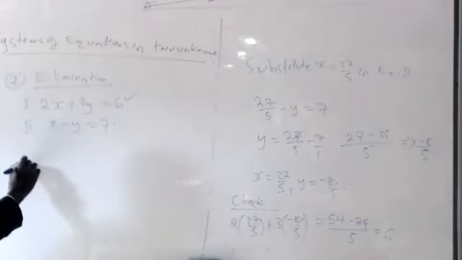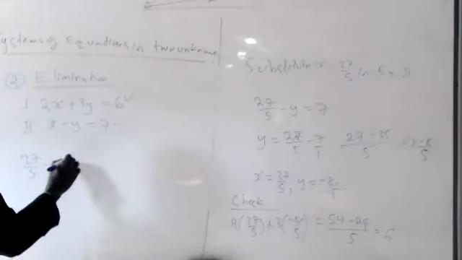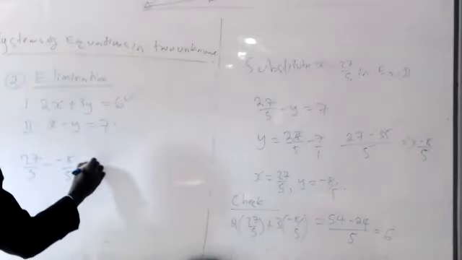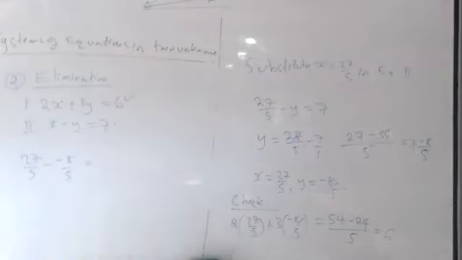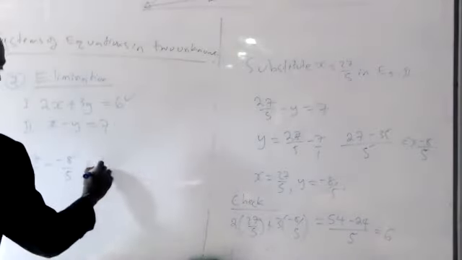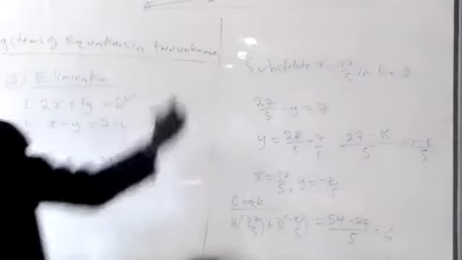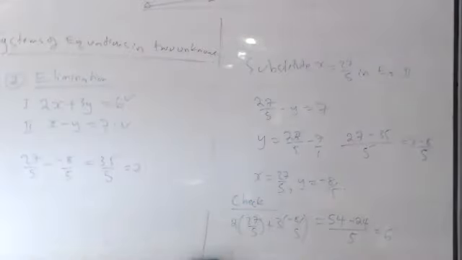X is 27 over 5 minus y. Y is minus 8, so minus 8 over 5. So this is going to be plus. So 27 plus 8 is 35, divided by 5, that gives you 7. Checked. So we have solved that system by elimination.